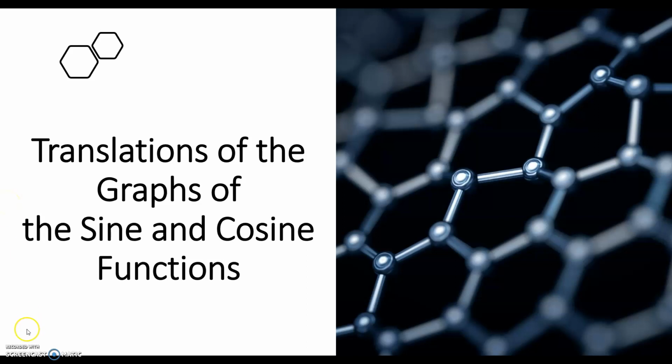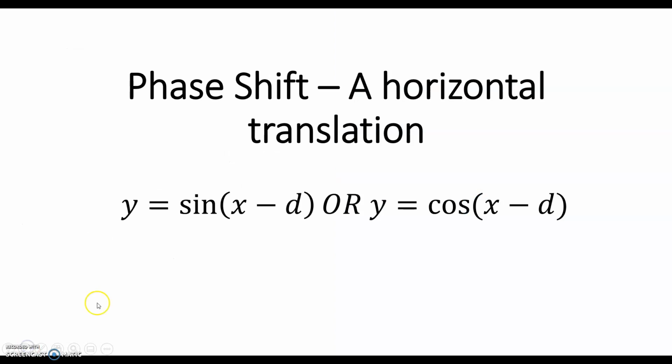So the first type of translation we're going to talk about is what we call a phase shift, and a phase shift is a horizontal translation. And that's when you move the graph left or right, okay? And there is something that affects moving the graph left or right, and that is whenever you add or subtract a number inside the parentheses with the x. Okay, so since we're talking about the graph of sine and cosine, you're either going to have the sine of x minus a number d, or the cosine of x minus a number d. Now, the value of d can be negative or positive, which will change whether this is a negative or a positive number, okay?